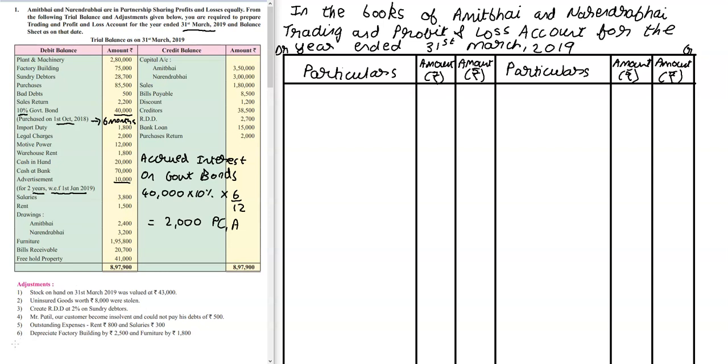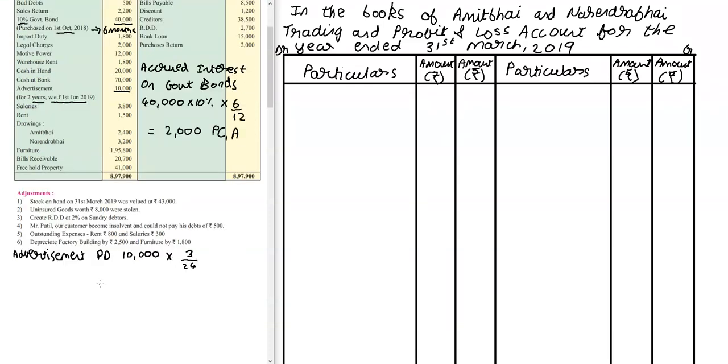Alright, so let's see. Advertisement amount to go to the P&L debit side is going to be 10,000 upon 24. Now see the number of months that we've used it. Jan, Feb, March. So into 3 by 24. What about the remaining amount? That will go to the balance sheet as prepaid advertisements.